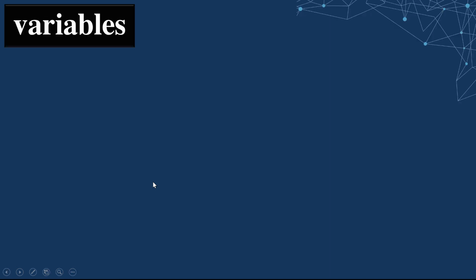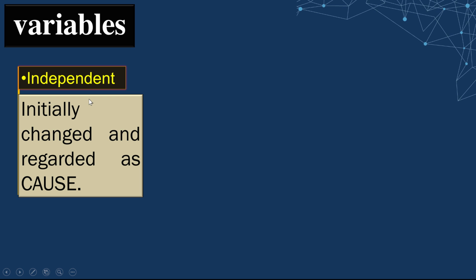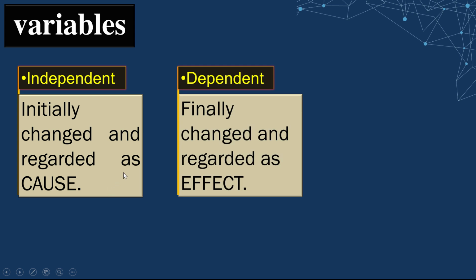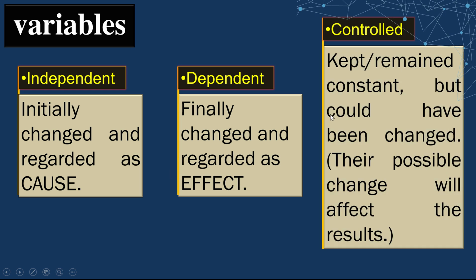First of all, let me classify the variables. Variables are classified into three main groups in this investigation. First is the independent variable, you know them, initially changed and regarded as the cause. The other is the dependent variable, which is finally changed and regarded as the effect. And the other is the control variable. The control variable is the variable which is kept or remained constant but could have been changed. Their possible change will affect the results.